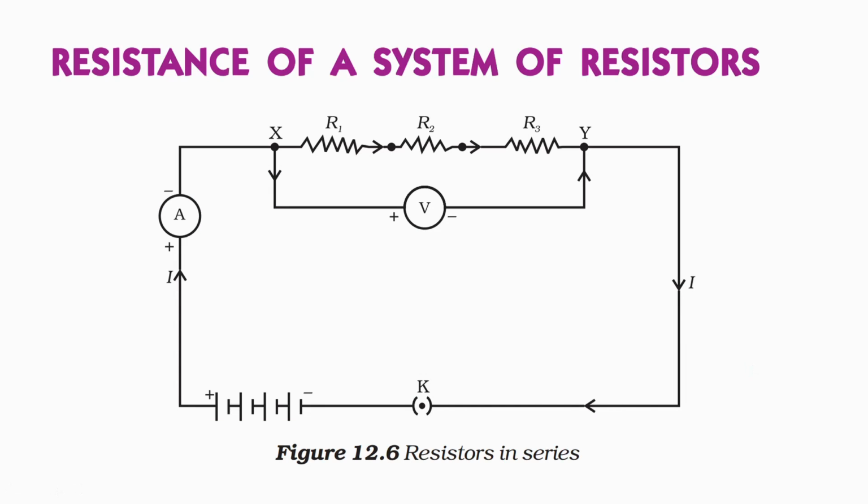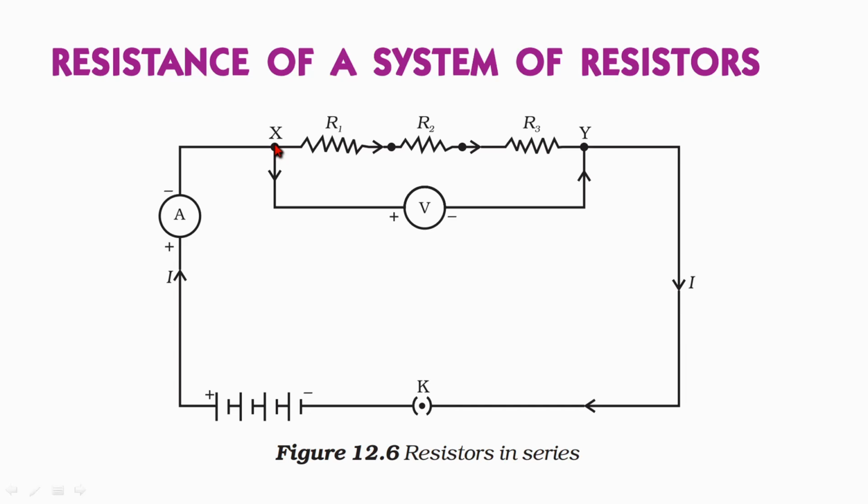Now we are going to study the resistance of a system of resistors. Now we know in fair detail about resistance. What are the factors which determine the resistance of a conductor? What if we join resistances into different combinations?